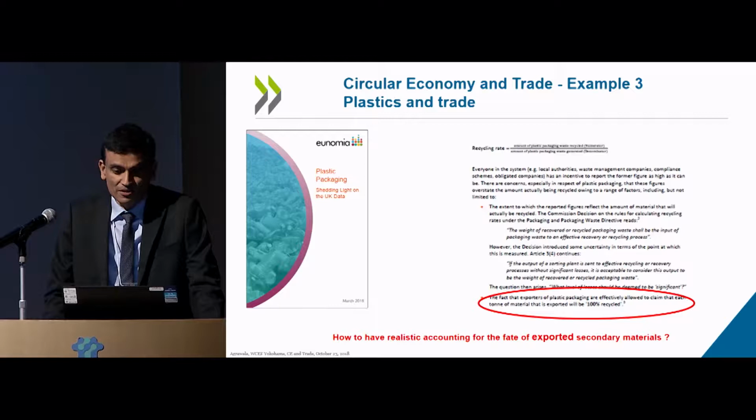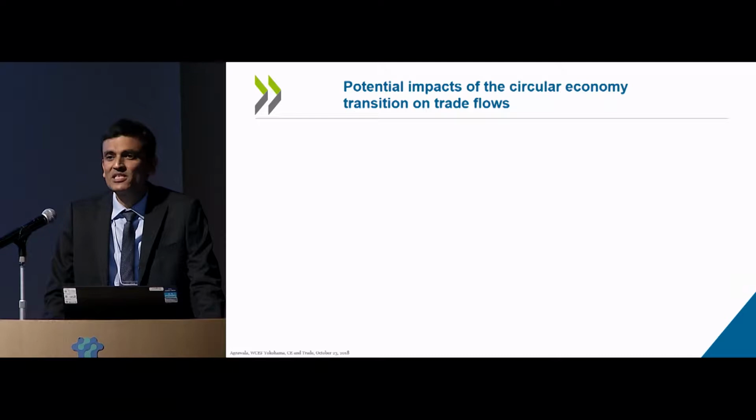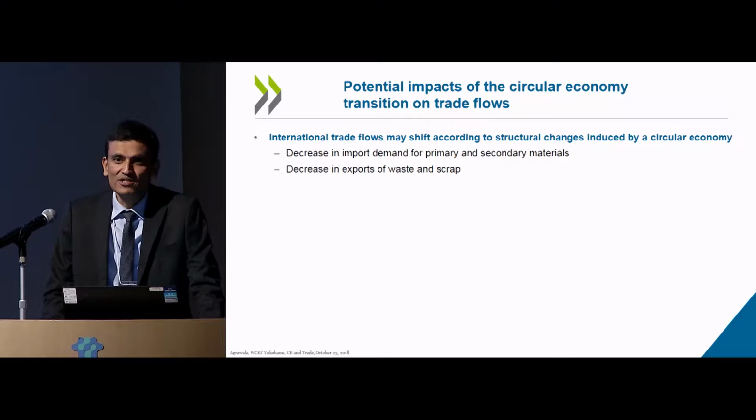So now, again, I go conceptual, looking at what might be some of the impacts of a circular economy transition on trade flows. So of course, a transition to a circular economy would be a structural change in the economy. It would affect demand for primary materials. It would probably affect demand for secondary materials. And over time, if we make success in terms of circularity, then it would decrease waste flows over time. Now, there are some challenges there, of course, but there are also opportunities.